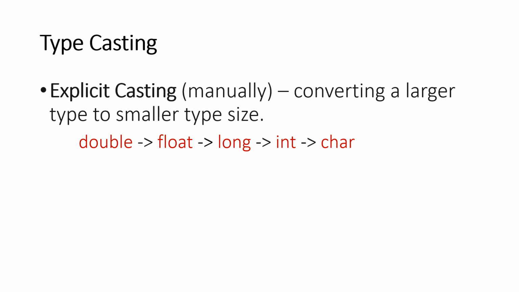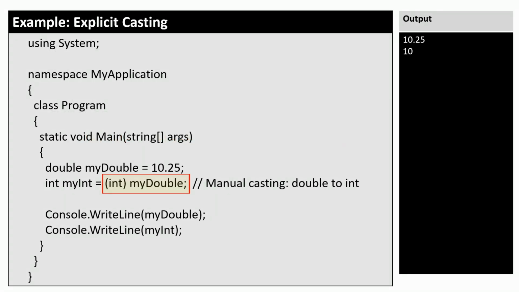While in explicit casting, we convert a larger type to a smaller type. To do this, we do it manually by placing the type in parentheses in front of the value. Unlike an implicit conversion, we simply pass the variable name. In this example, the output for the int variable is 10, though we assigned the value of my double variable, which is 10.25. But after casting it to integer, the fraction value is not included.